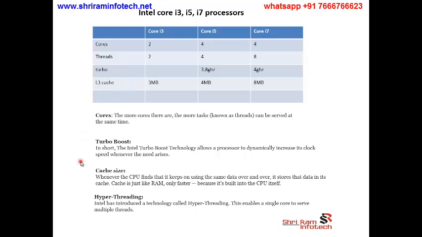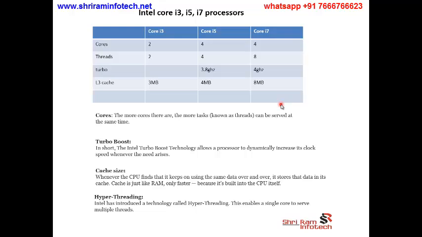Then there is the cache, internal memory. There are 3 levels of memory, L1, L2, L3. Cache memory. So Core i3 has 3 MB cache memory in first generation, i5 has 4 and i7 has 8. So these are the differences in i3, i5 and i7. And still it is improving.